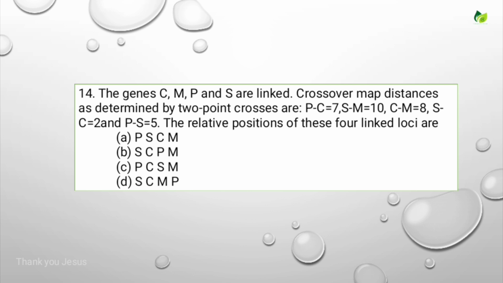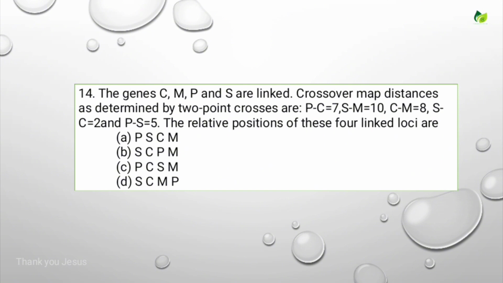The genes C, M, P, S are linked. Crossover map distances as determined by 2-point test crosses are: P to C is equal to 7, S to M is equal to 10, C to M is equal to 8, S to C is equal to 2, and P to S is equal to 5.